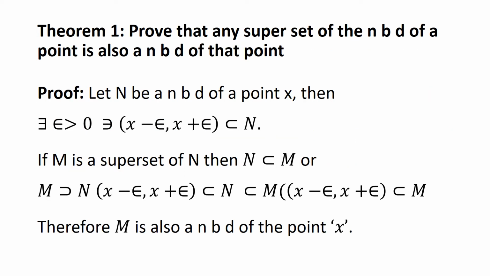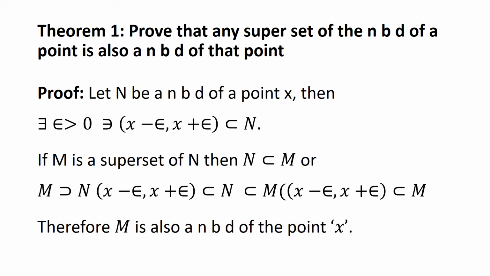Here we have the theorem: prove that any superset of the neighborhood of a point is also a neighborhood of that point. So any superset of the neighborhood of a point is also a neighborhood of the same point. So let us have the proof. Let N be the neighborhood of a point X, then there exists epsilon positive such that (X minus epsilon, X plus epsilon) is a subset of N.